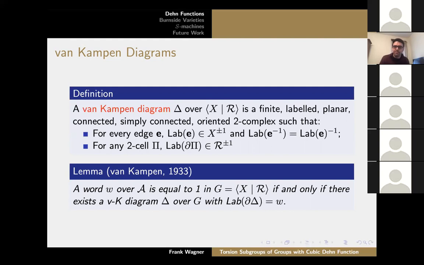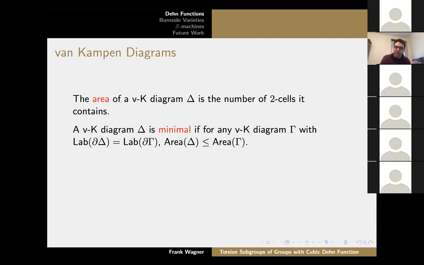Okay, the area of our diagram is just going to be the number of two-cells it contains, similar to what I already said about area at one point. And a minimal Van Kampen diagram is one with minimal area, in the sense that no other diagram has the same boundary label and smaller area. So a useful note here is that, based on the definitions, it's pretty clear that if delta is minimal, then its area is the combinatorial area of the label of the boundary over the presentation that this diagram is taken over.